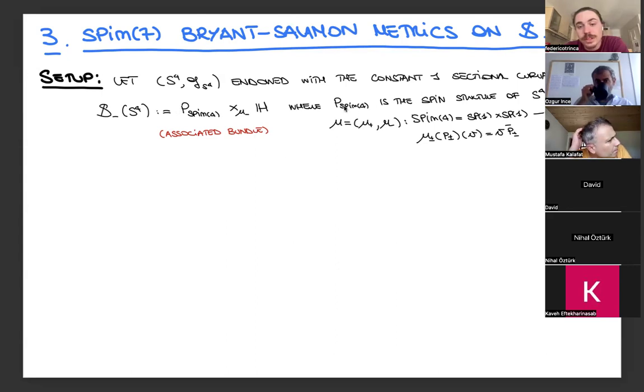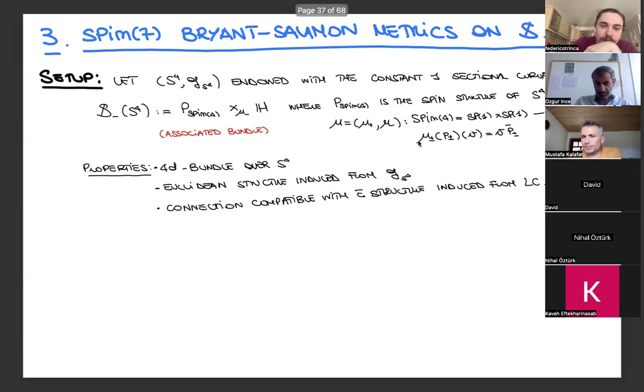And this associated bundle is given by the spin structure of S4, which is the double lift of the frame bundle, and we have a natural representation, which is this one here. But what you really need to know is that, as in the previous case, the negative spinor bundle of S4 is a 4-dimensional bundle with a Euclidean structure induced from the round metric, and a connection which is compatible with the induced Levi-Civita connection, and this is the so-called spin connection.